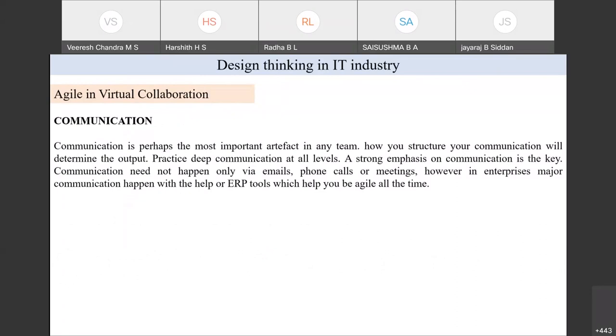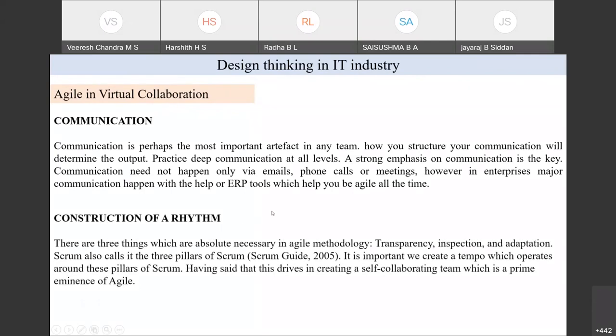Let us say the communication is via emails, phone calls, meetings, or when we consider a very large enterprise, we have certain ERP tools also, which give you complete information about resource planning or anything like that. We have different tools in order to communicate. So, construction of a rhythm.